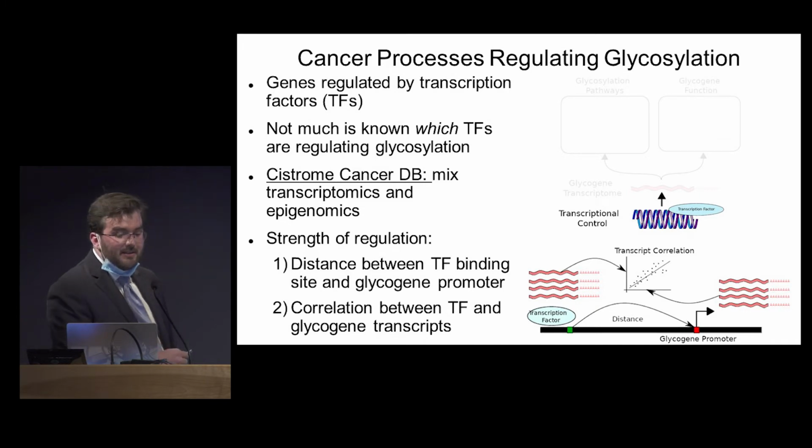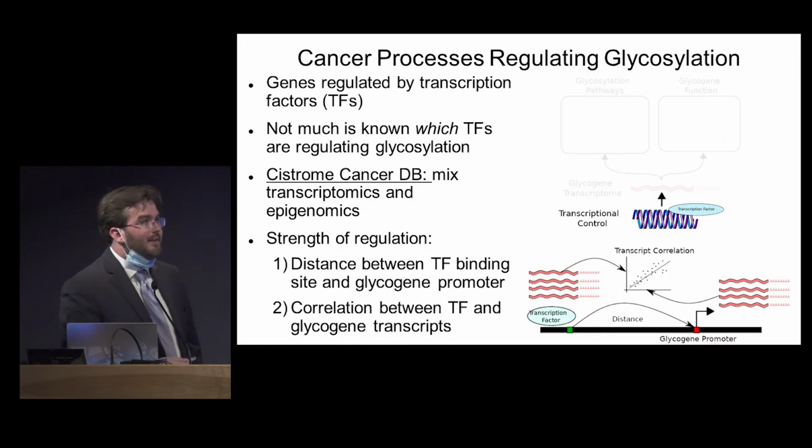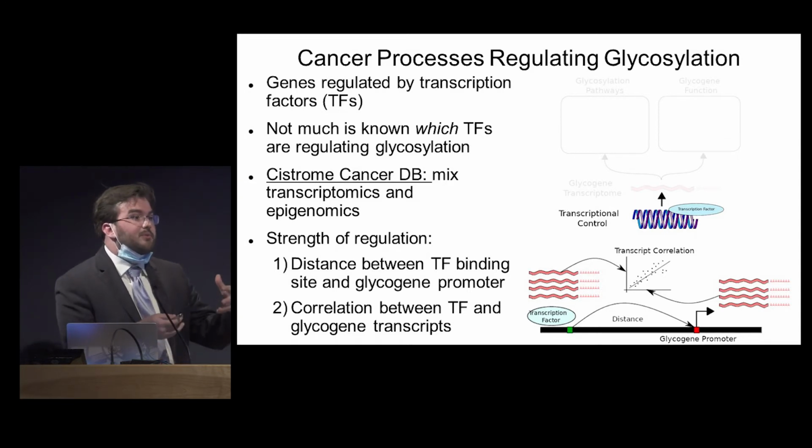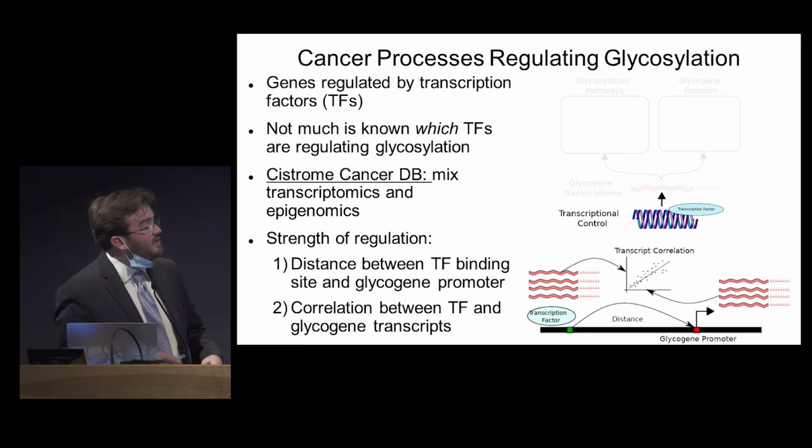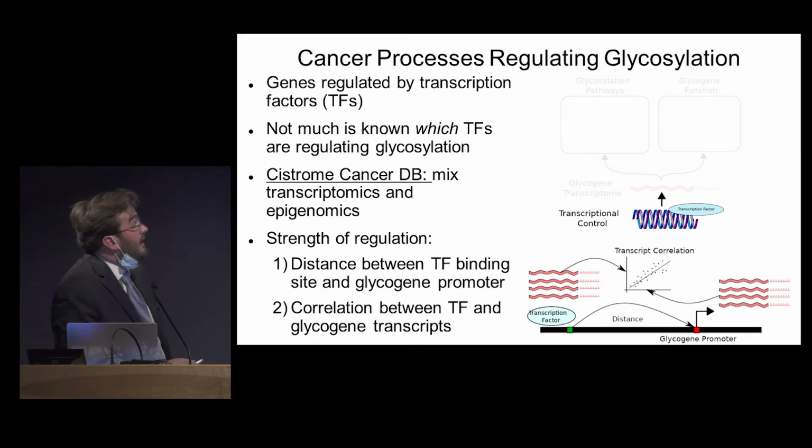And that is mainly done by a series of proteins called transcription factors. Think of them as molecular dimmer switches. If you turn it up three-quarters of an amount, it'll change the gene expression by a certain corresponding amount. It has a fine-tuned control over gene expression. But unfortunately, not much is known about which transcription factors are regulating glycosylation.